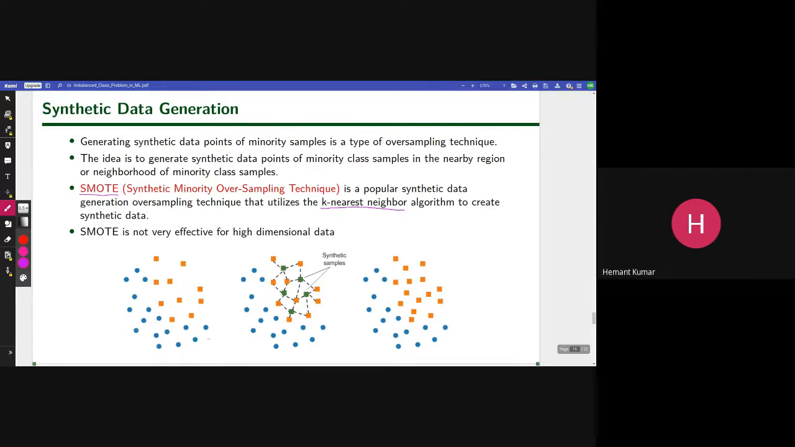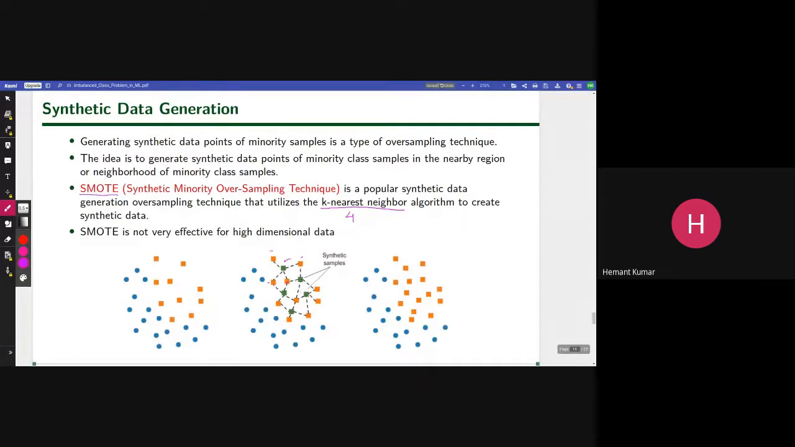The blue circles are more than the red squares. So we have to oversample. We have to oversample these red squares to be equivalent to the blue circles. In that case, we have to generate a synthetic data set using the nearest neighbor algorithm. We have to generate one sample using 1, 2, 3, and 4 neighbors. So in that case, we are using 4 neighbors.